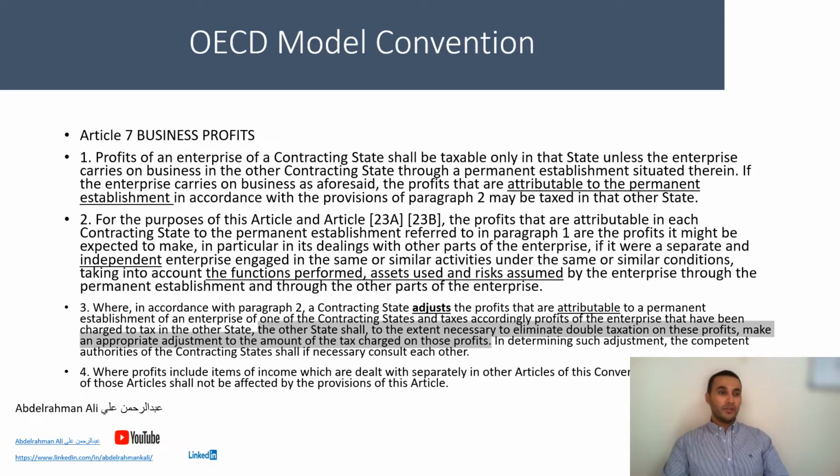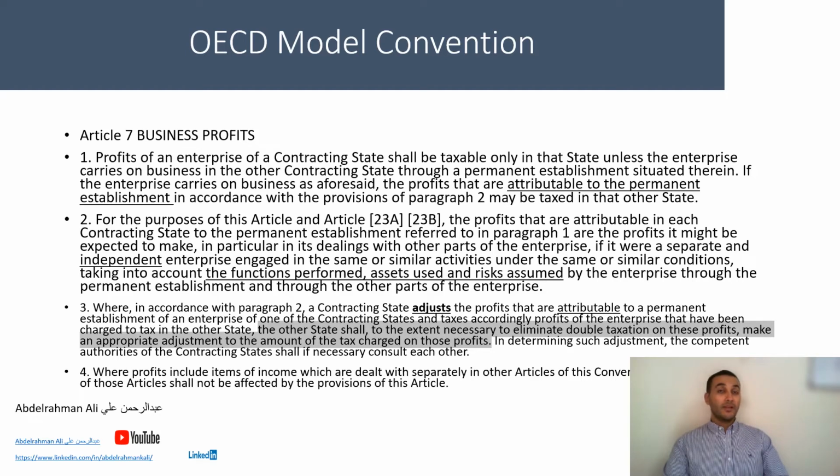In determining such adjustment, the competent authorities of the contracting states shall, if necessary, consult each other. This is the same exact sentence under Article 9, Associated Enterprises, in the other video. So the model convention is asking that the competent authorities of the two jurisdictions consult each other for the relief of the double taxation caused after the adjustment. In paragraph 4, it's referring to where profits include items of income which are dealt with separately in other articles.